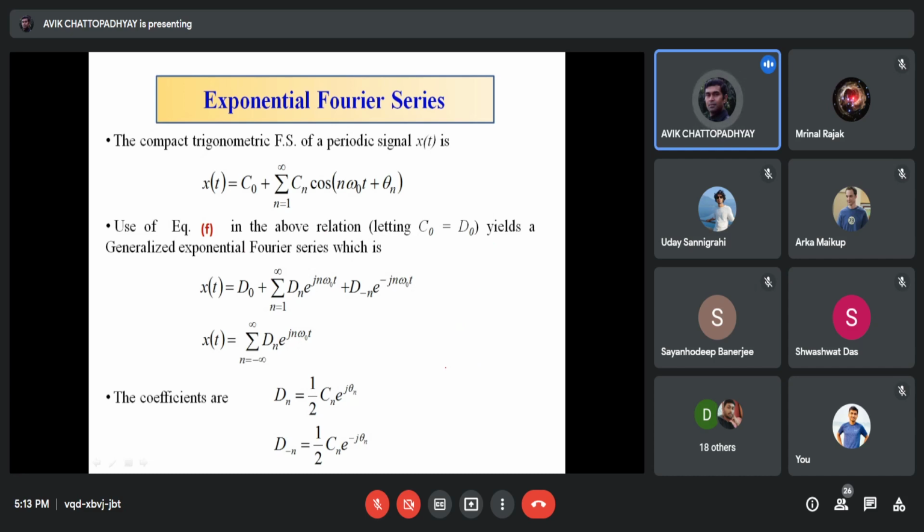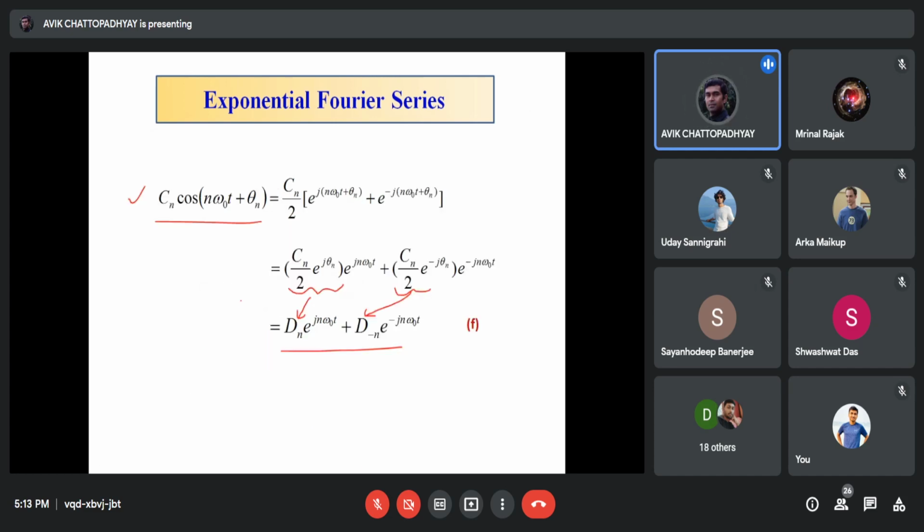So C0 is only replaced by D0. That is the point. So we are going to write D0, C0 just replaced by D0. So as it is, there is no problem. The DC term is not going to be impacted. But what is going to get impacted is like that.